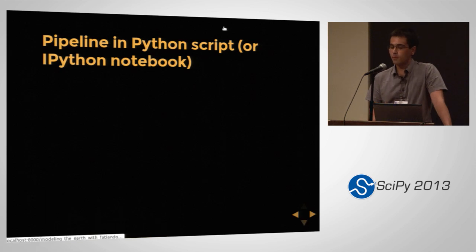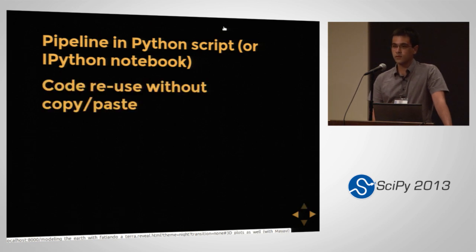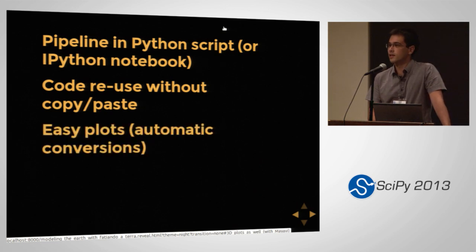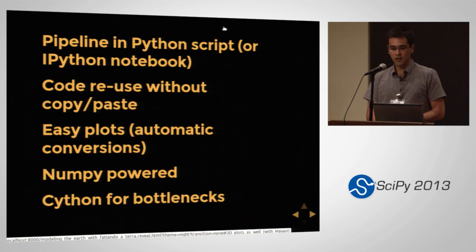So the whole pipeline then is inside a Python script, or even better, an IPython notebook. So I can easily reproduce that. I can just rerun the Python script or re-execute the cells. So I can reuse the code without having to copy and paste because I have this API. I can make easy plots because I automated a lot of the common tasks that were annoying. And it's NumPy powered, so it's pretty fast. And the parts that I couldn't make fast with NumPy, I just did some Python code, which is very little, actually.